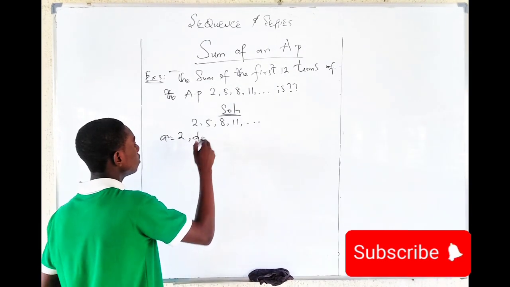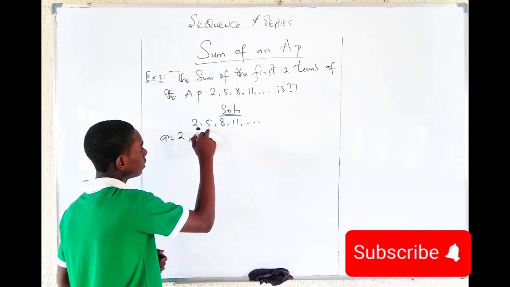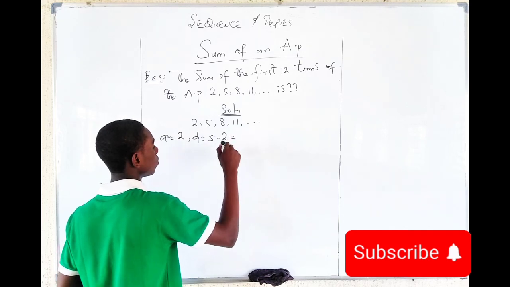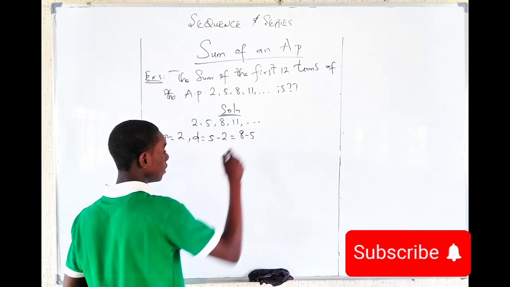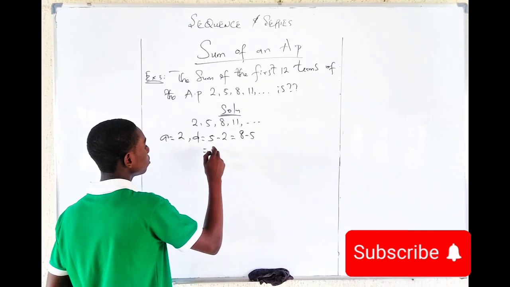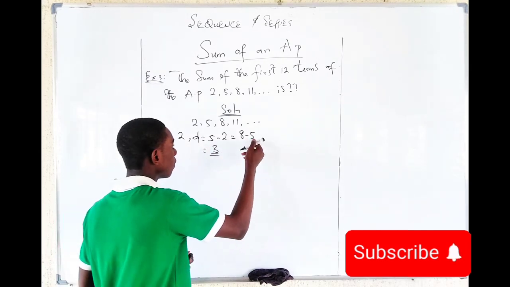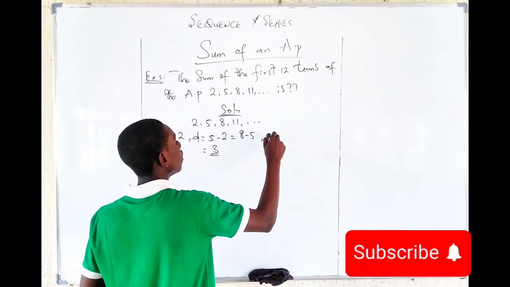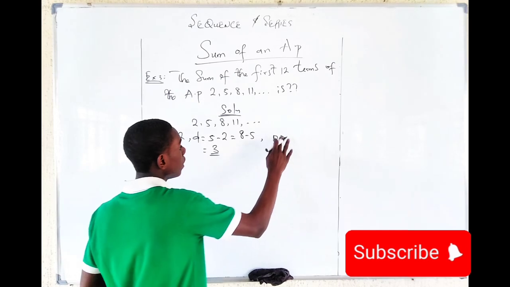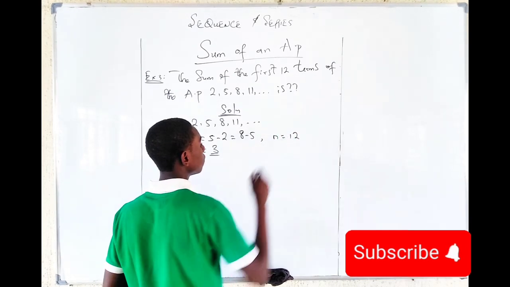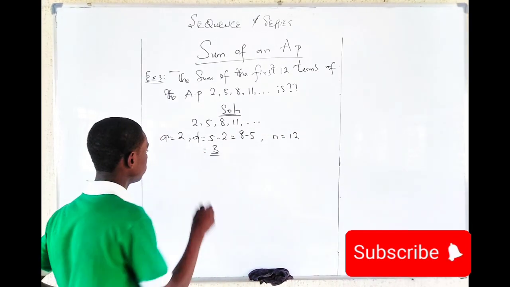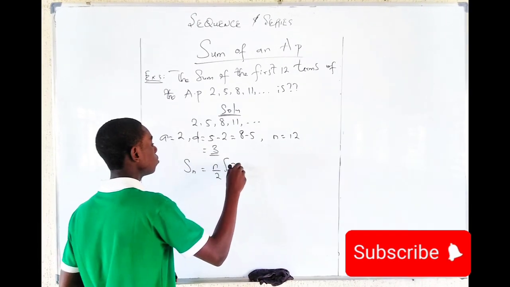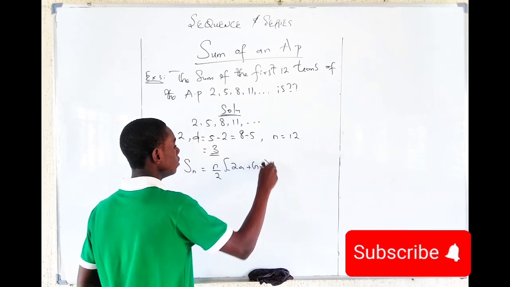Then our common difference will be the difference between this and this, or this and this. So 5 minus 2 will be equal to 8 minus 5. It's still the same thing. So 5 minus 2 is 3, so the common difference is 3. And 8 minus 5 is also 3. The next thing is the n, the number of terms. So n now is 12. So substitute all this into the formula. We are going to use the formula S of n will be equal to n all over 2 into 2a plus n minus 1 d.